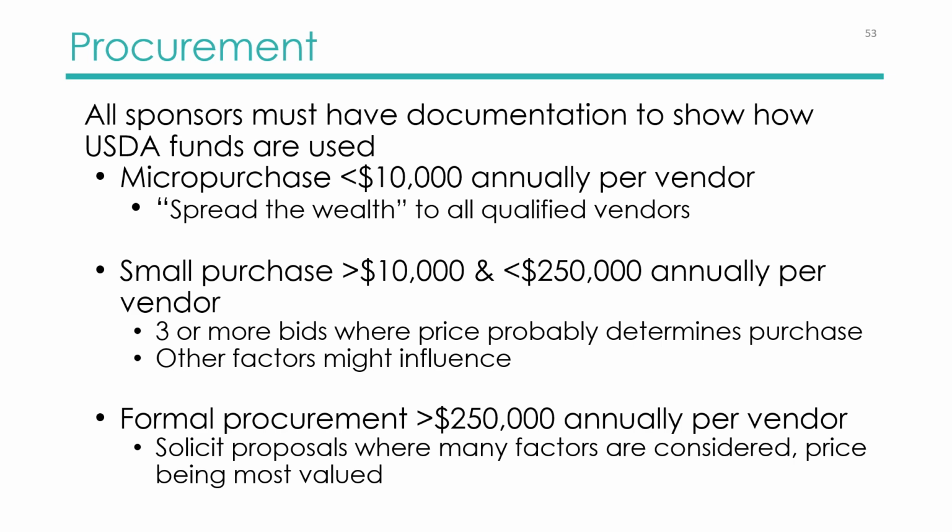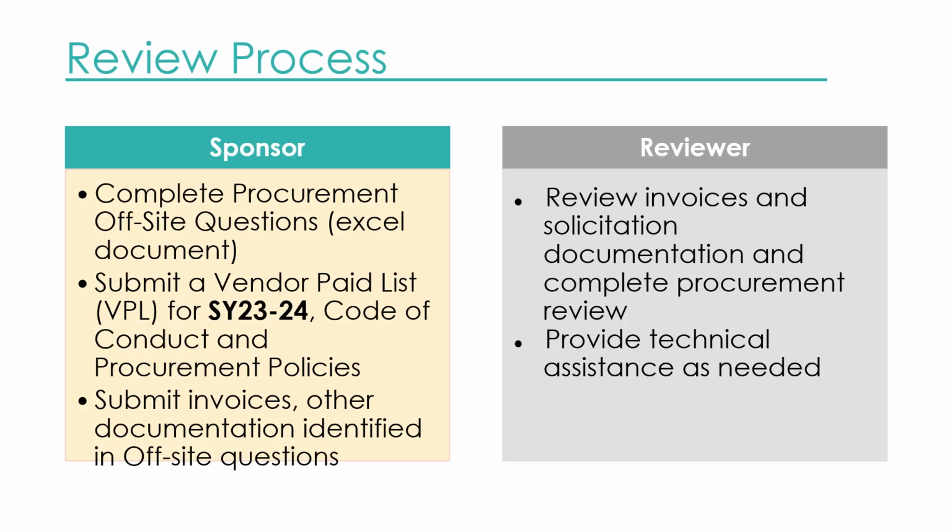goods or services. The procurement review will be completed alongside the administrative review, and there will be 2 phases of documentation collection. The first will include completion of off-site questions, as well as submission of several documents, including a vendor paid list, a copy of your school's procurement plan, a copy of your school's code of conduct, and any other relevant policies or procedures related to procurement and purchasing.